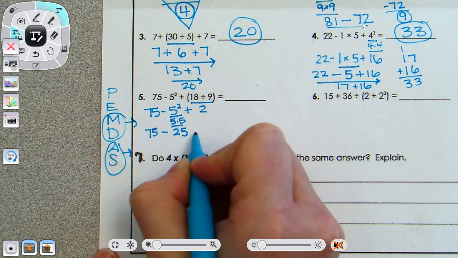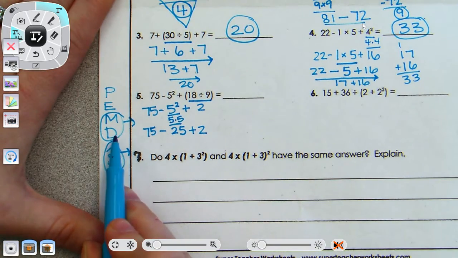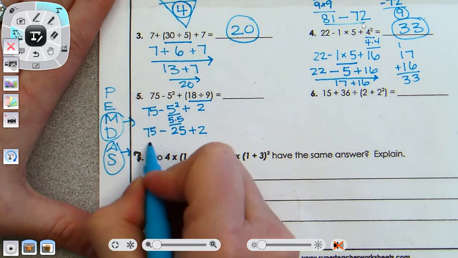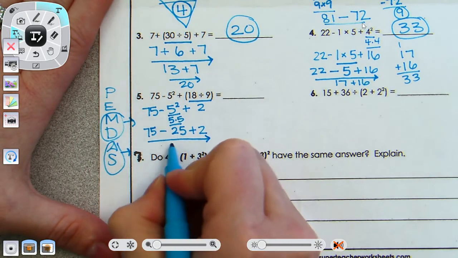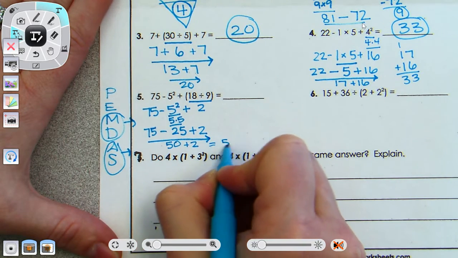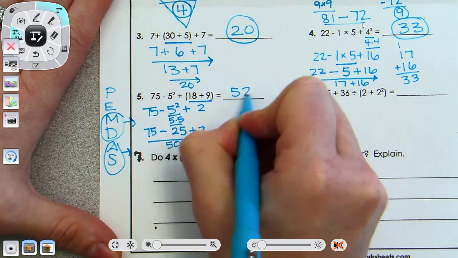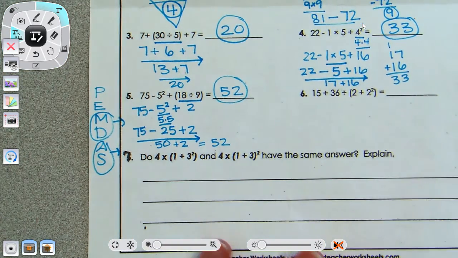So we have 75 minus 25 plus 2 still. Now, we don't have any other multiplication and division families, but we do have addition and subtraction, and remember, it's left to right. 75 minus 25 is 50. 50 plus 2 equals 52. Okay. And last but not least, we're going to do this one.